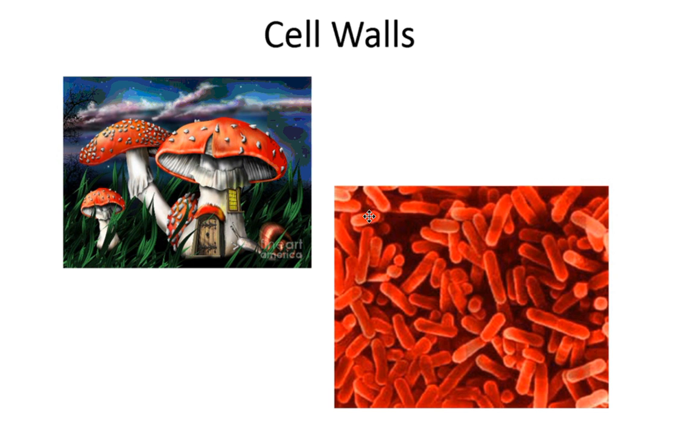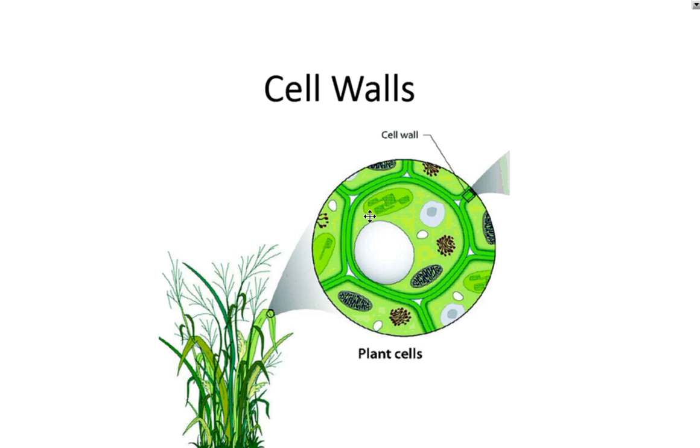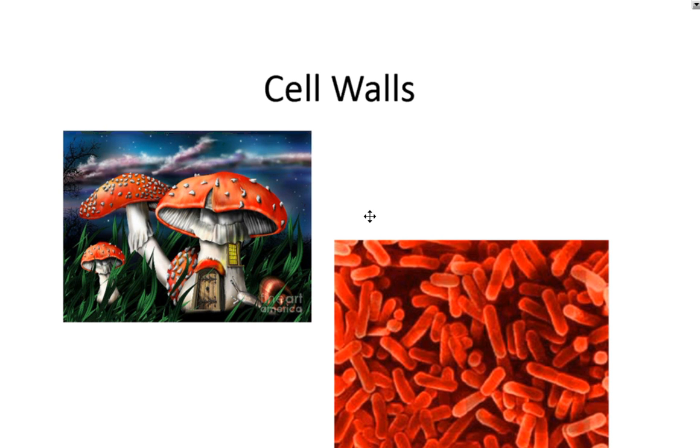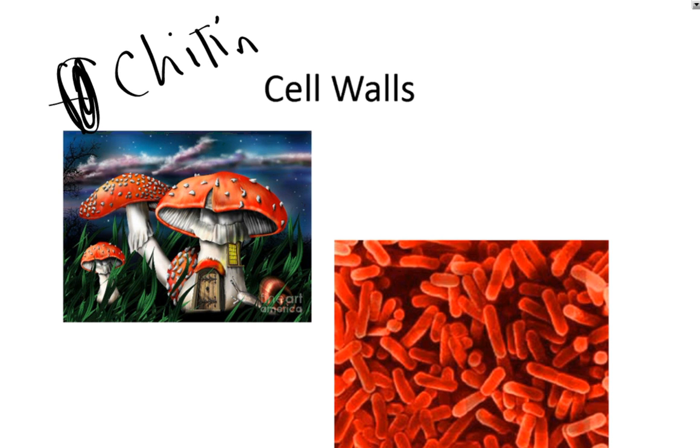Fungi and bacteria also have cell walls. These are made of different materials than plant cell walls, but they do have cell walls nonetheless, and these cell walls function much the same as the cell walls in plants. Now, one thing I didn't mention, I know I've said this before, plant cell walls are made of a carbohydrate called cellulose. Fungal cell walls are made of a carbohydrate called chitin. That's how you pronounce that.